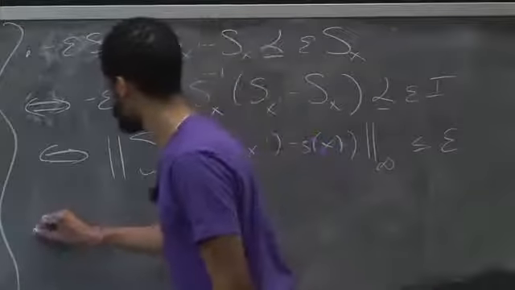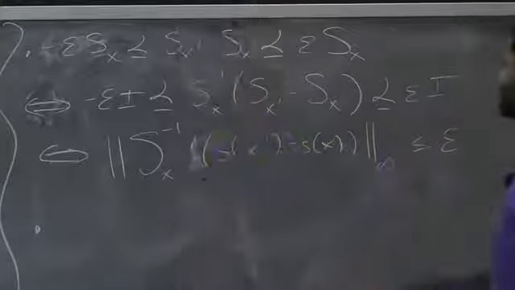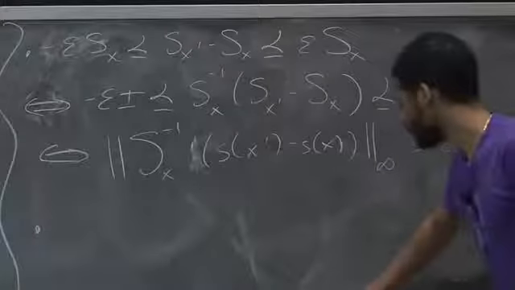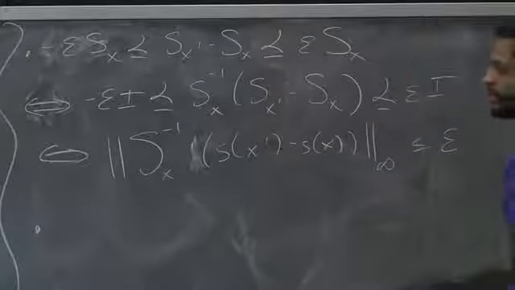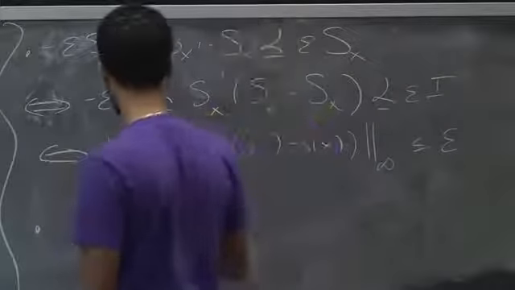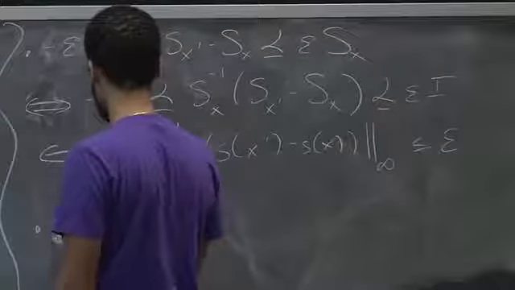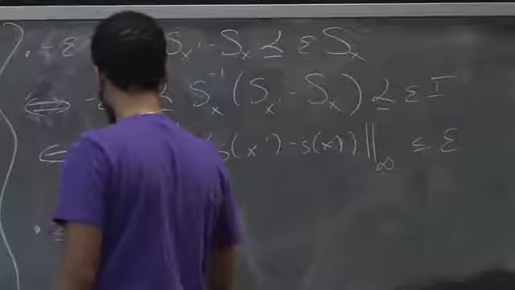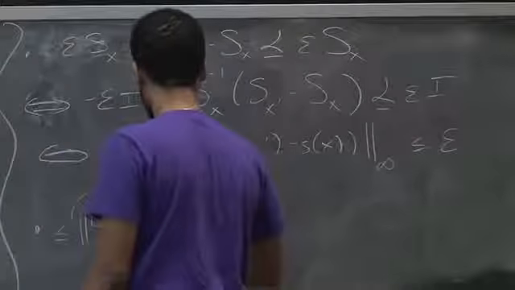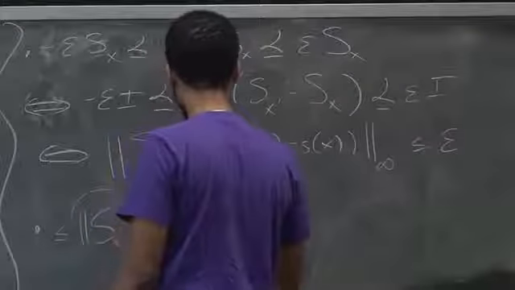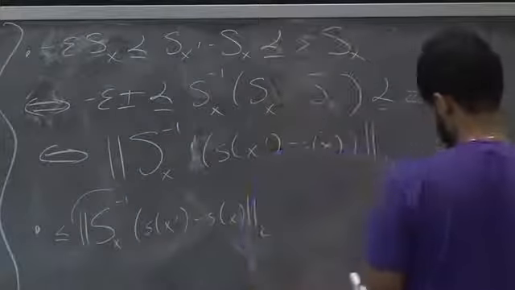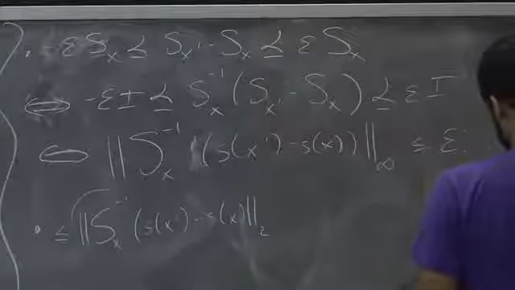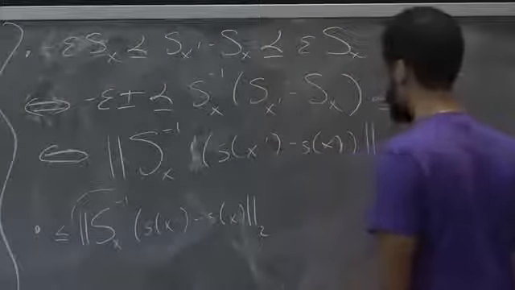Well, what do we know? We're going to do something very loose right now, which is that we're just going to bound the infinity norm by the L2 norm. So this thing is at most the L2 norm of slack inverse times (S_x prime minus S_x).